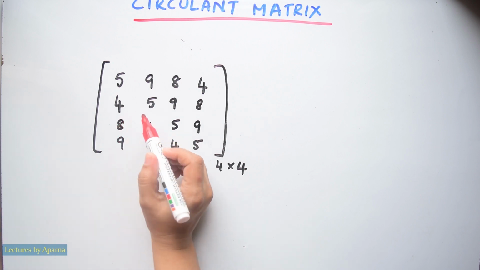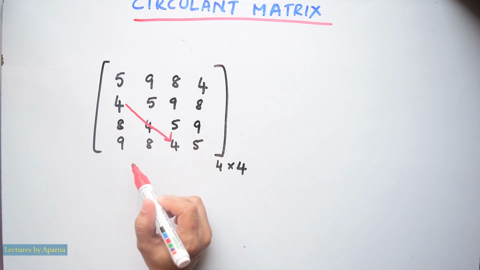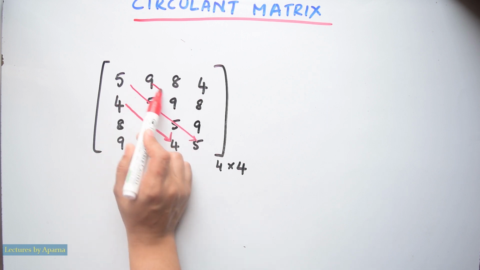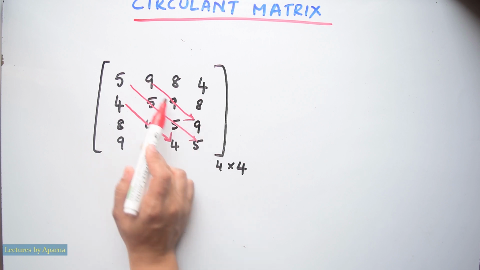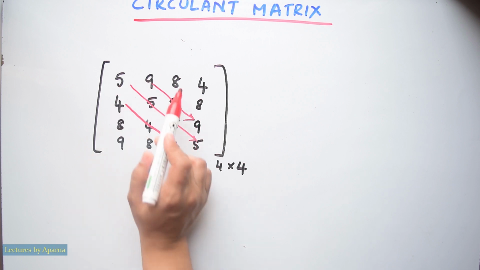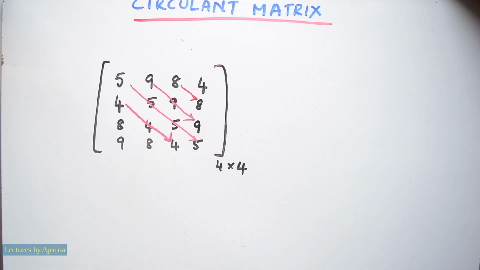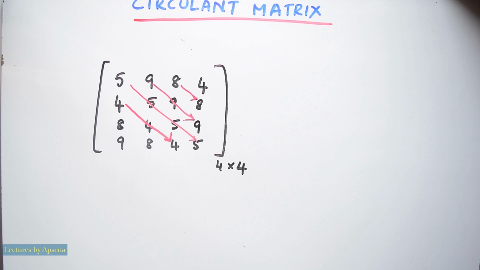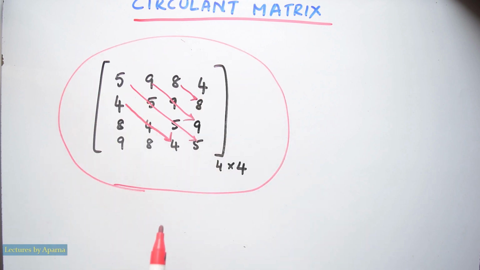You can see that the descending diagonals from left to right is a constant here. Descending diagonal means these diagonals. So all elements coming in this particular diagonal are same. So the circulant matrix is a Toeplitz matrix. To be a Toeplitz matrix, the descending diagonals from left to right should be constant. But a Toeplitz matrix may or may not be a square matrix. Circulant matrix is surely a square matrix. So this is what circulant matrix means.